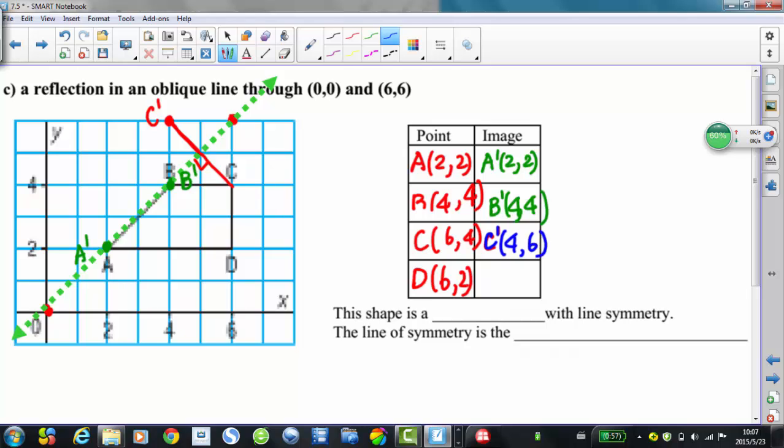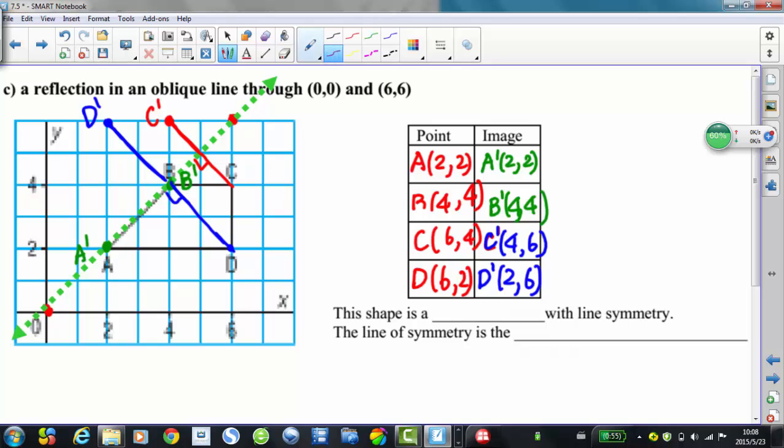I will use the same way to find D prime, which is the reflection image of point D. From D, I will draw a perpendicular line to the line of symmetry. This one is the diagonal of a 2 by 2 square. So on the other side of the line of symmetry, I will draw the diagonal of a 2 by 2 square symmetrically. So this point should be D prime. Let's read the coordinates for D prime. D prime is 2, 6.